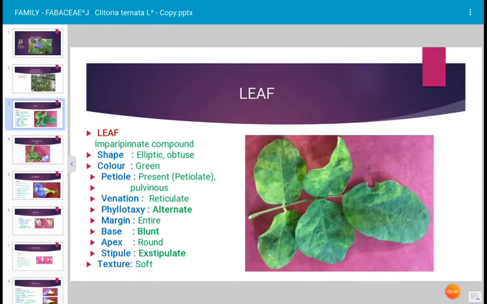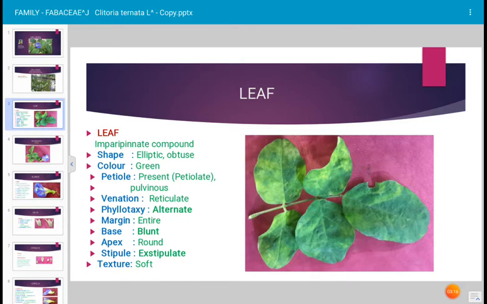Color of the leaf is green, and it is a compound leaf, but it has a petiole. A small petiole is there, and if the leaf has a petiole, it is a petiolate leaf. And one more word used here, that is pulvinous. The base of the petiole is slightly swollen, a slightly thick base is there. Such a base is described as a pulvinous base. Pulvinous type of petiole.